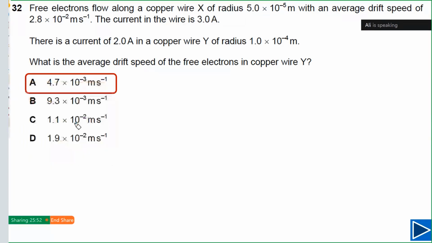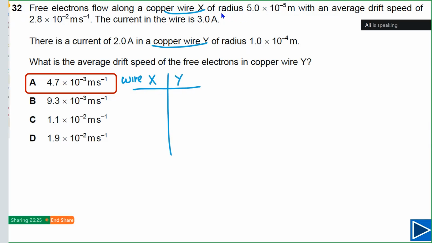So let's work together and try to figure out the answer. For this one, you need to understand you have two different wires. We have wire X, which is made of copper, and wire Y, which is also made of copper. For wire X, we can draw one small table, and here we can draw one for wire Y. We are writing wire X and wire Y because we need to compare two wires.